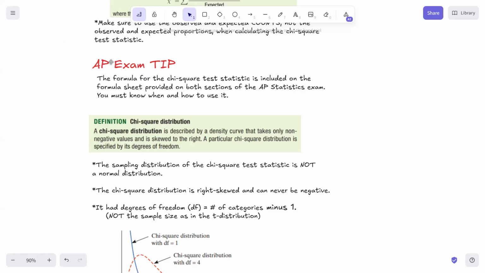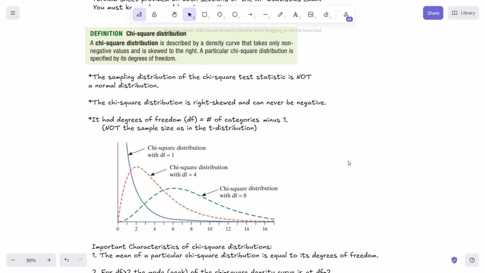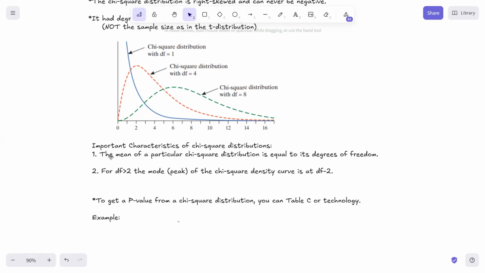So in this graph down here, we have a couple examples of chi-square distributions with different degrees of freedom. With 1 degree of freedom, it's in blue here, 4, it's in orange, and 8, it's in green here. And notice as the number of degrees of freedom increases, the peak gets lower, but you get more area in the tail. So a couple important characteristics. The mean of a particular chi-square distribution is equal to its degrees of freedom. If you have more than 2 degrees of freedom, the mode or peak of the chi-square density curve is at degrees of freedom minus 2. So if you look at this example here in green, the degrees of freedom is 8. Subtract 2, you get 6. That is where the peak is. This one for 4, subtract 2, you get 2. That's where the peak is right here in the orange one.